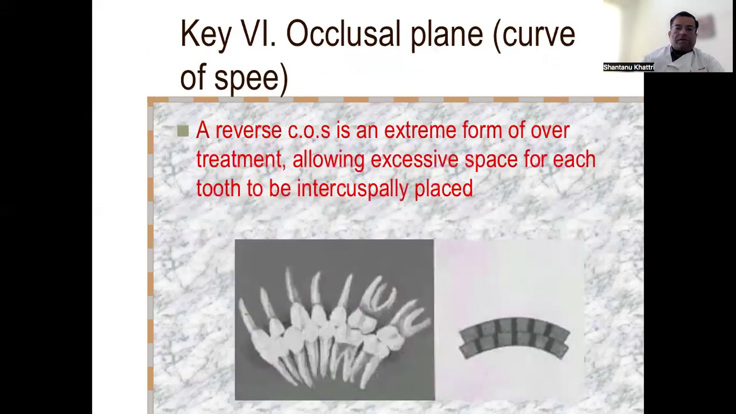Rather, a reverse curve of Spee, if during treatment you have given a more reverse curve at the end of the treatment, is an extreme form of overtreatment, allowing excessive space for each tooth to be intercuspally placed. So if there is an excessive reverse curve of Spee, there will be gaps or spaces between the upper teeth.